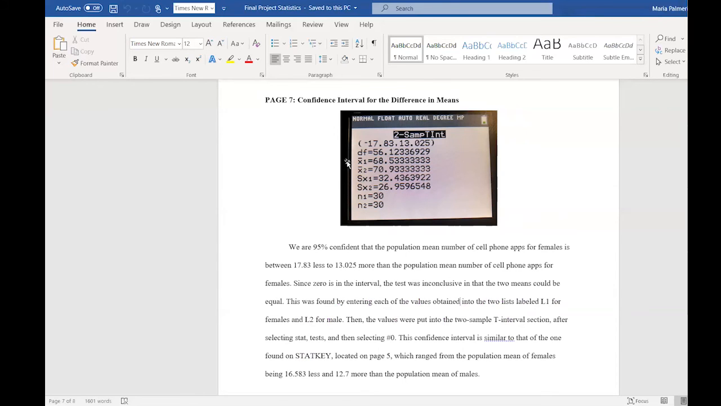And then I explained what's going on up here. I said this was the interval, so it was between 17.83 less to 13.025 more. So females had this many less to this many more apps than males.